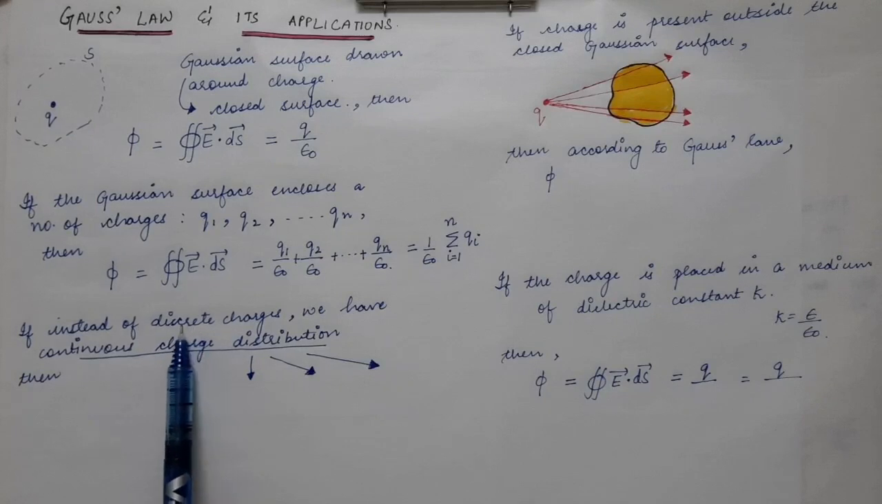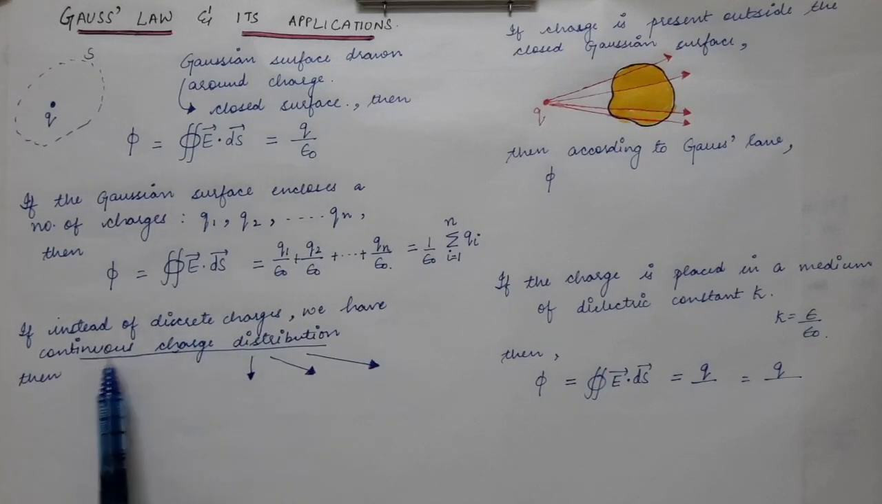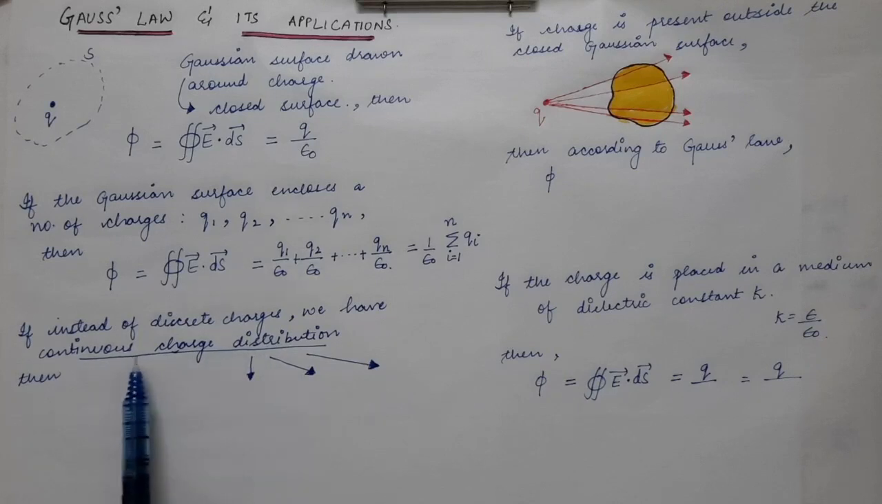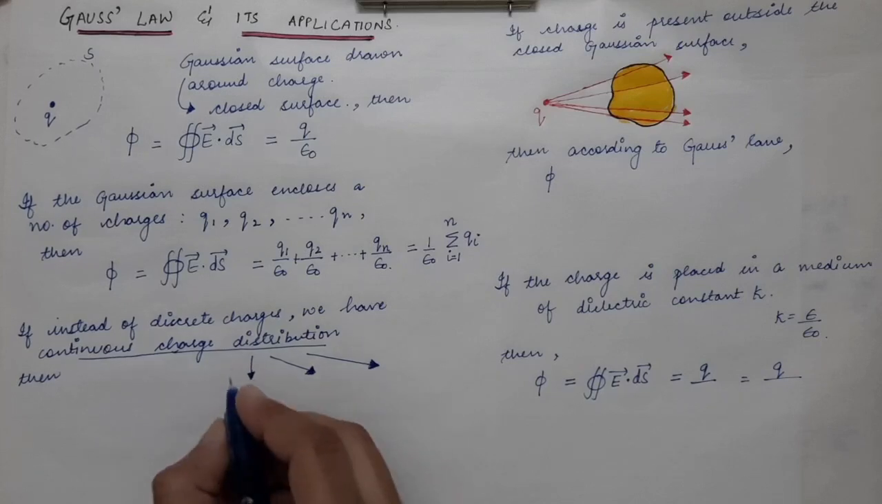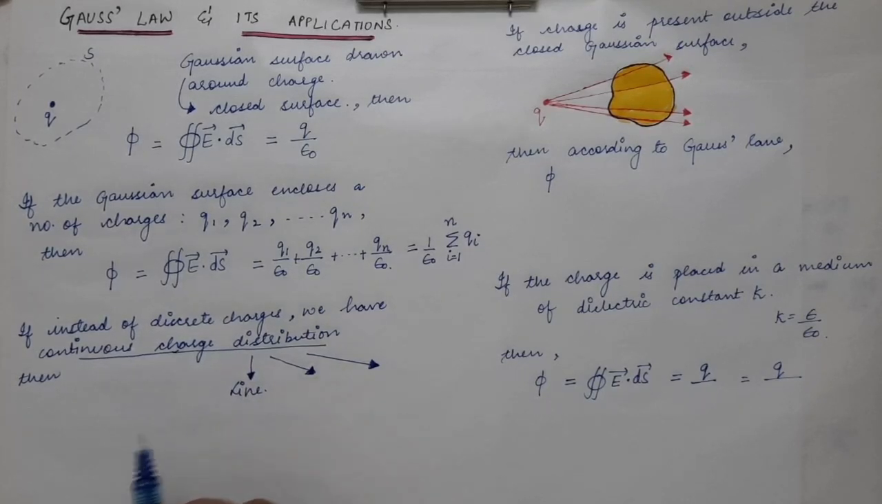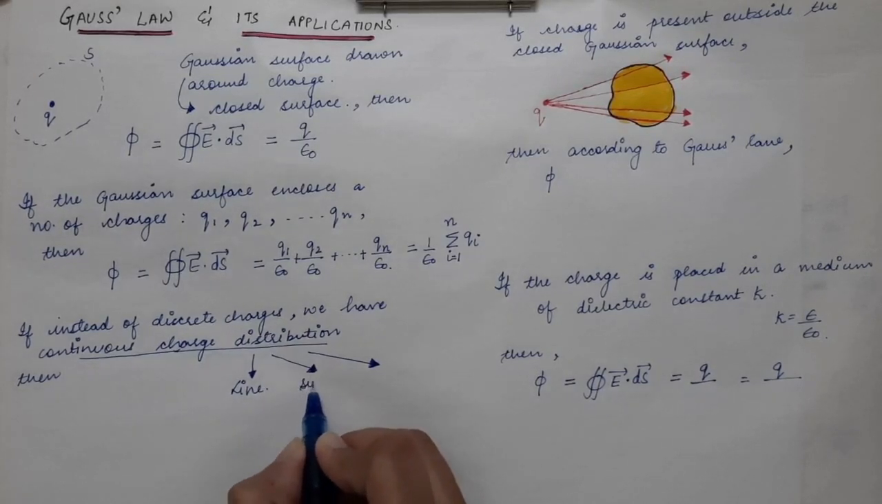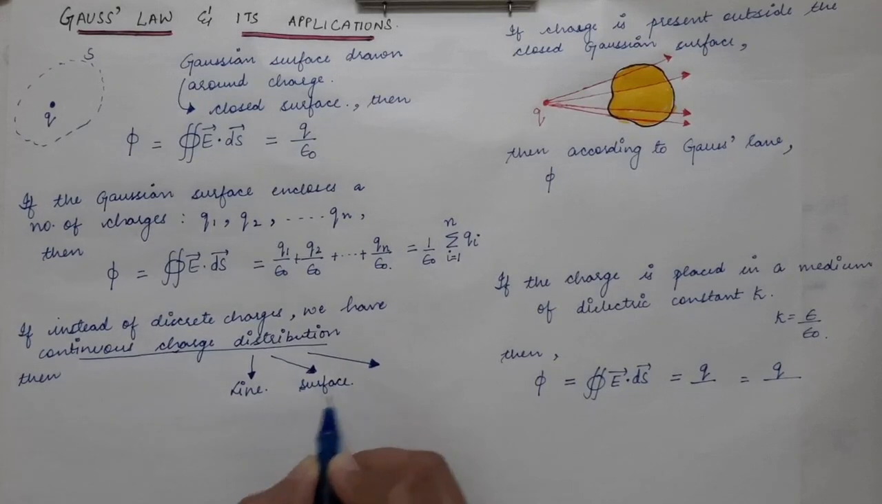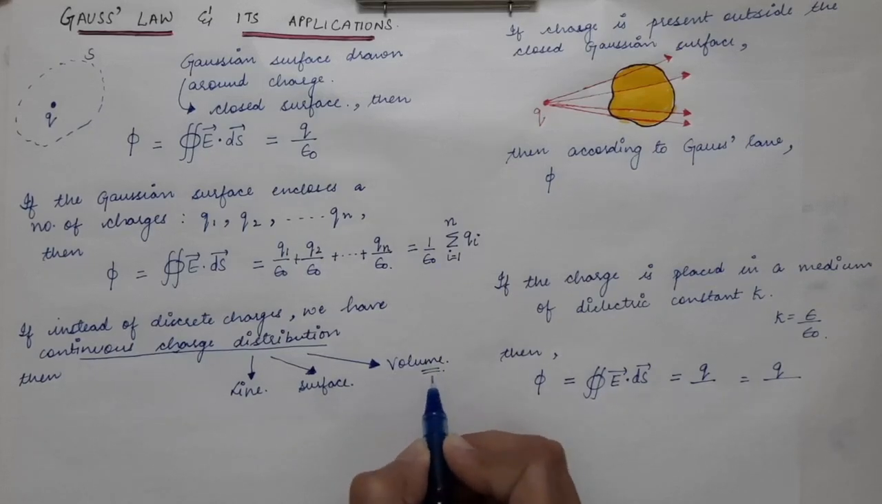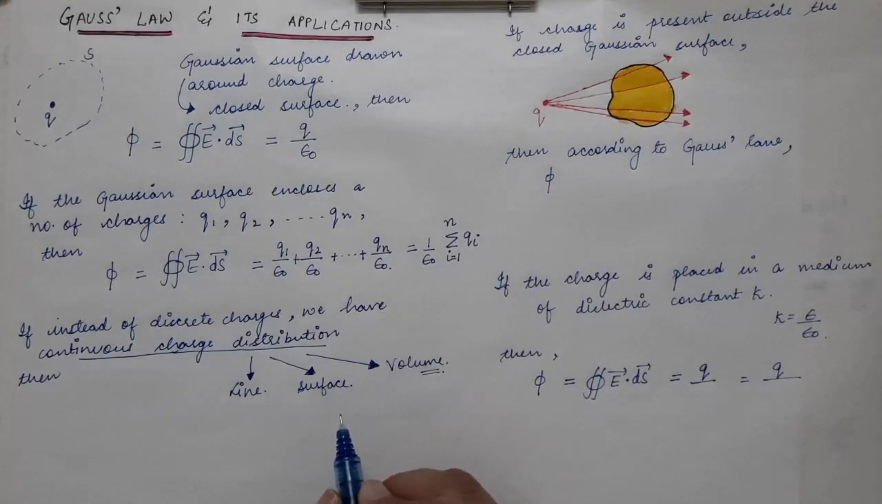So if instead of discrete charges you have a continuous charge distribution, in the previous lectures we have discussed what a continuous charge distribution is. It is of 3 types. One is line charge distribution, that is, the charge is distributed on a single line. Second is the surface charge distribution, that is, the charge is distributed on a surface. The last one is the volume charge distribution, where the charge is distributed in a particular volume.